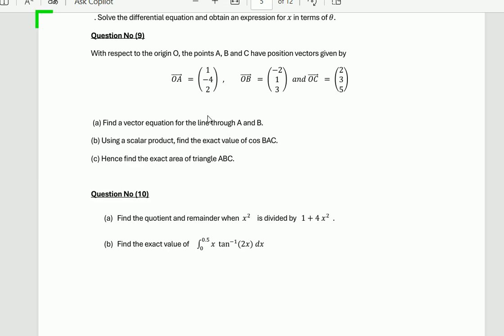For question number 9, with respect to the origin O, the points A, B and C are given. OA = (1, -4, 2), OB = (-2, 1, 3) and OC = (2, 3, 5). Find the vector equation for the line through A and B. Using the scalar product, find the exact value of cos BAC, hence find the exact area of the triangle ABC.